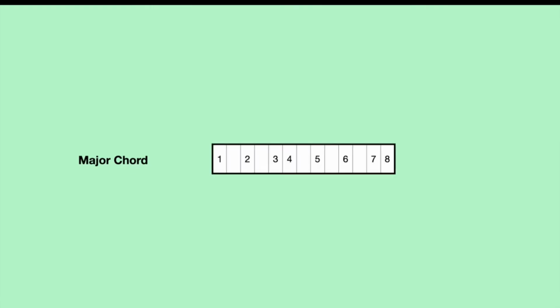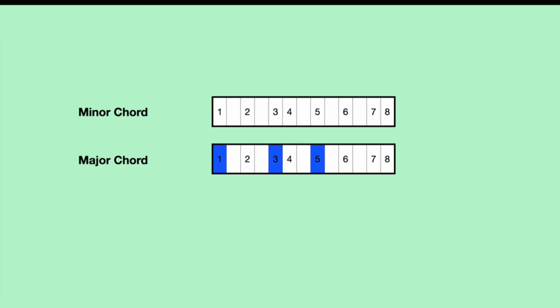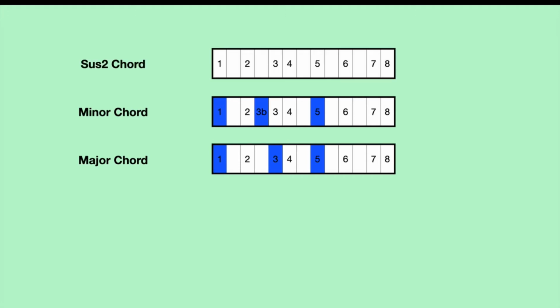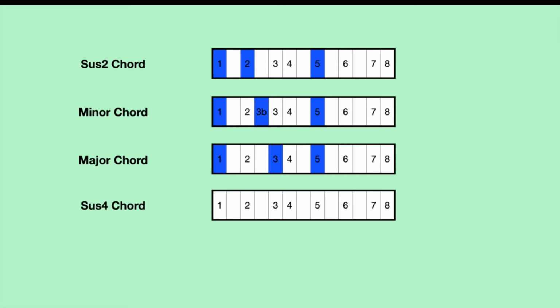To start with, we know a major chord takes its notes from the 8 notes of the major scale, and it uses the 1, the 3, and the 5. A minor chord uses the 1, a flattened third, and the 5. And a sus2 chord, as you might guess, uses the 1, a 2, and a 5. On the other side, a sus4 chord uses the 1, the 4, and the 5.